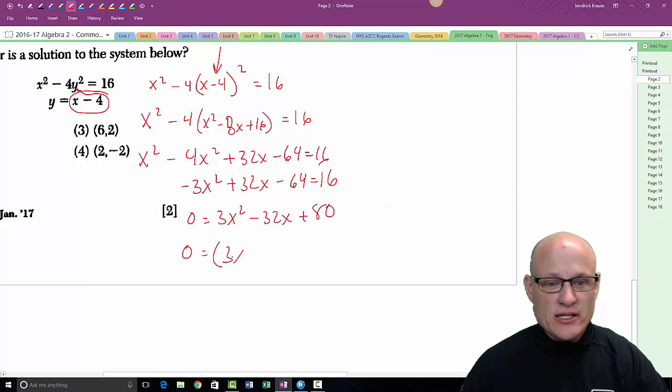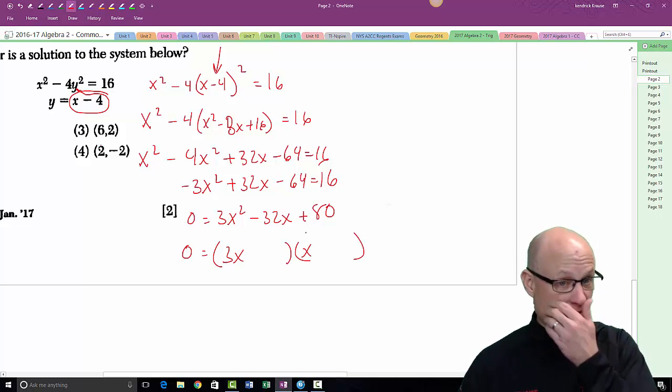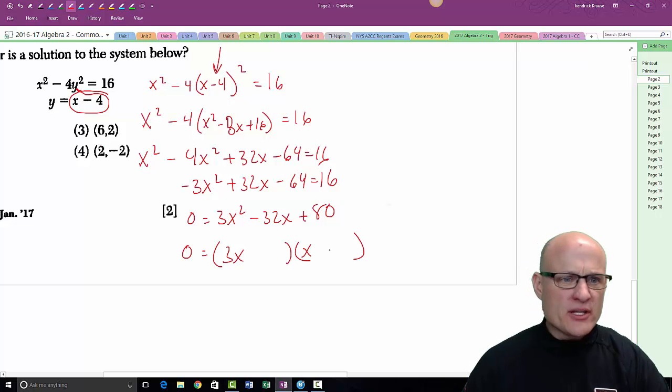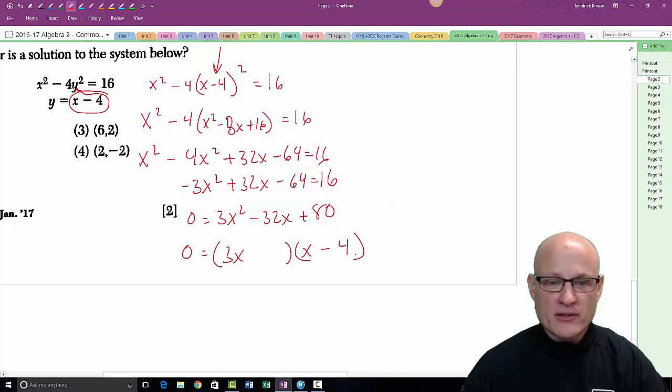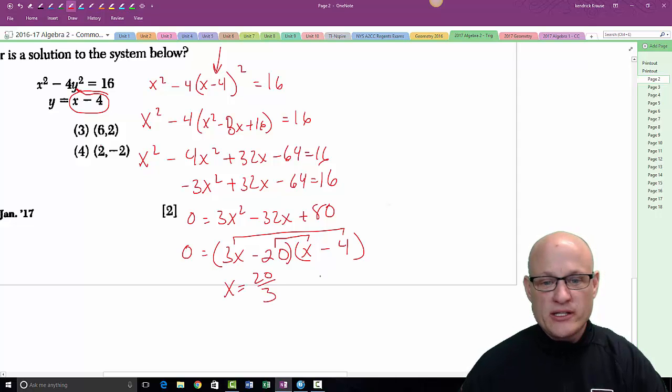0 equals 3x, x. I hope this is factorable, right? Well, we said the answer is going to be 4, so we might as well put a 4 here. Put a minus 4 here. I know it's going to be minus 4. That means this has to be 20, and it also has to be negative. Let's see if that works. Negative 12 and negative 20 is negative 32. So yeah, that works. And I get 2 answers. I get x equals 20 over 3 and x equals 4.